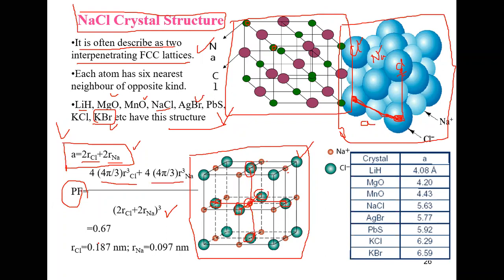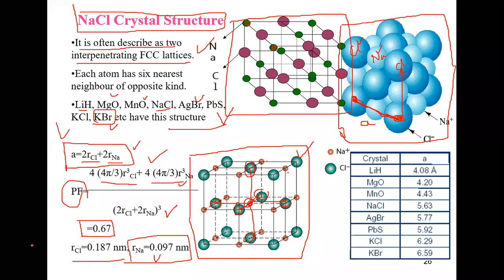Now from the data sheet, we can easily find that the atomic radius of sodium is 0.097 nanometer, and R_Cl is 0.187 nanometer. If we substitute the values of R_Cl and R_Na in this expression and calculate the packing factor, we will see that the packing factor is 0.67.